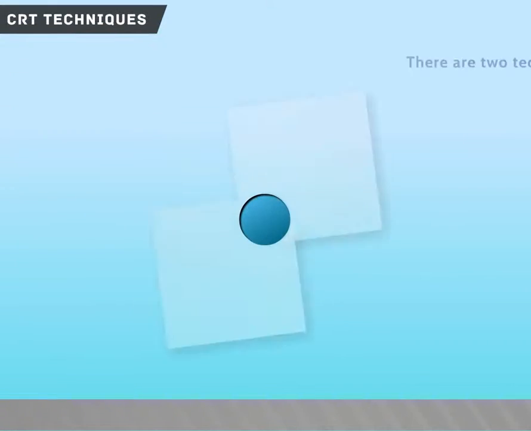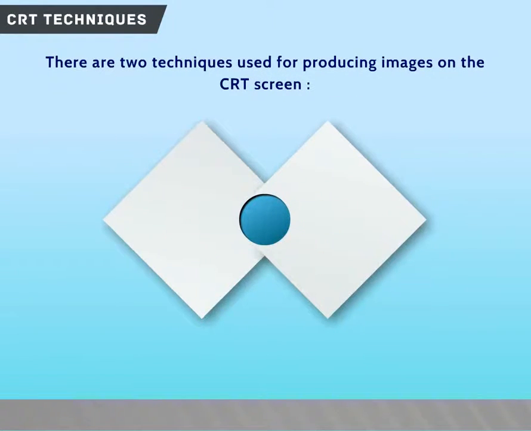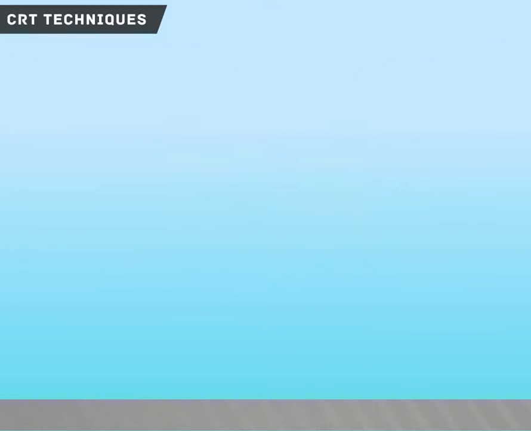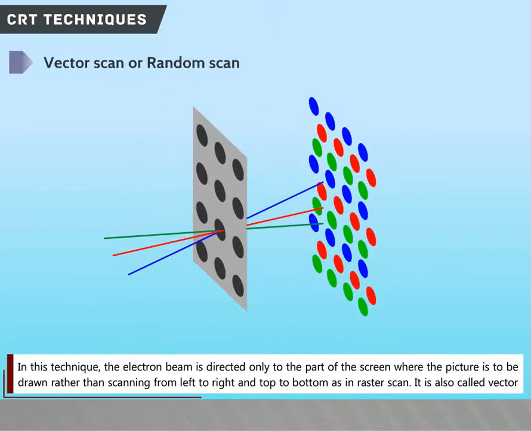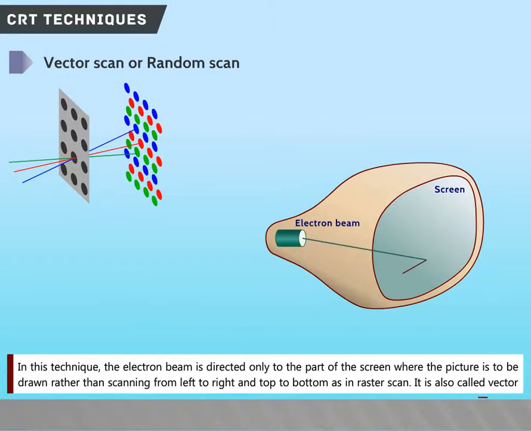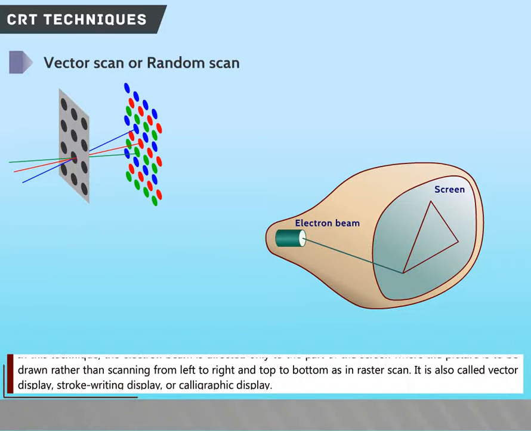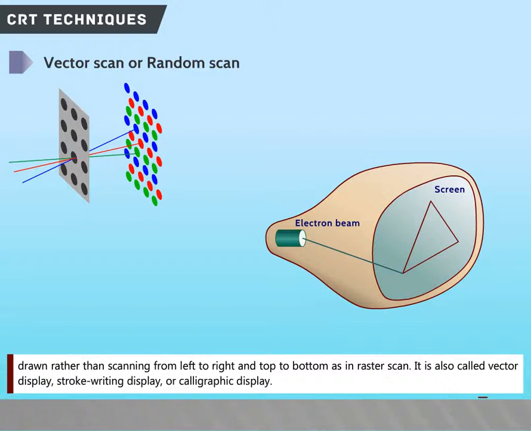CRT techniques. There are two techniques used for producing images on the CRT screen: vector scan or random scan, and raster scan. Vector scan or random scan. In this technique, the electron beam is directed only to the part of the screen where the picture is to be drawn, rather than scanning from left to right and top to bottom as in raster scan. It is also called vector display, stroke writing display, or calligraphic display.